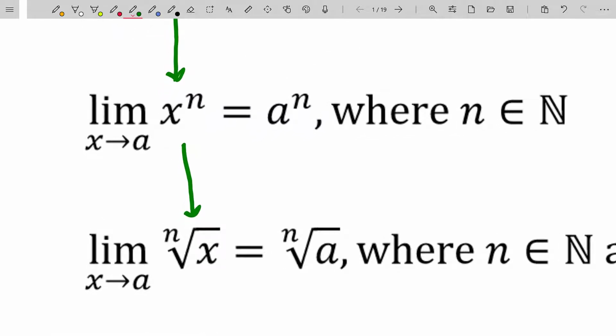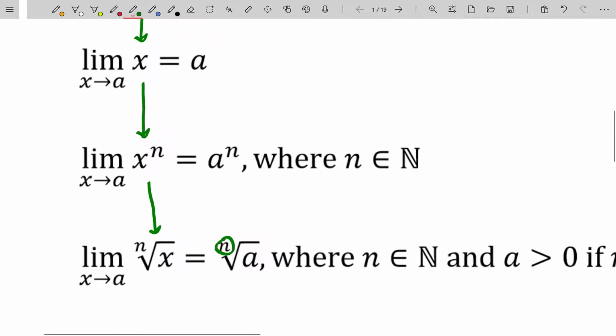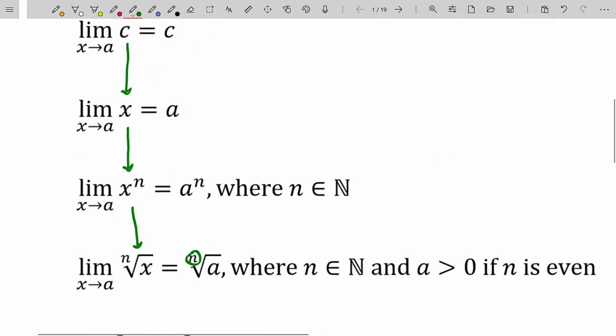There's also a condition on a. Because n is allowed to be a natural number, that means n could be 2, right? Well, if n is 2, you're taking the square roots of things. And if you're taking the square root of things, you better believe what you cannot take the square root of are negative numbers. And therefore, a has to be positive if n is even.